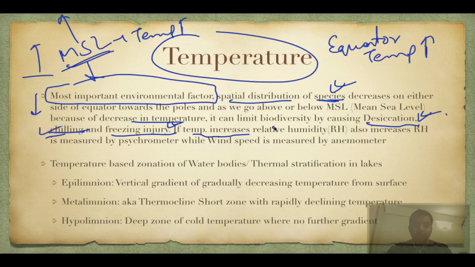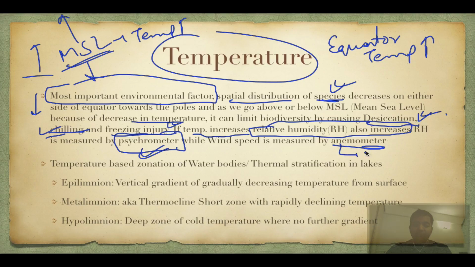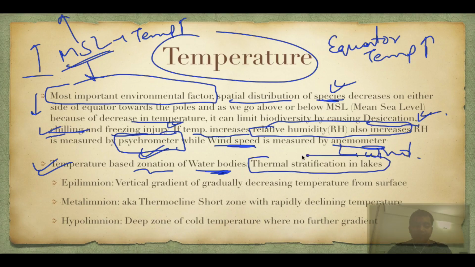If temperature increases, relative humidity also increases, which is measured by a meter called a psychrometer. Please remember, do not confuse it with anemometer. Anemo means wind, so wind measurement is done by anemometer. And the temperature-based zonation of water bodies is also called thermal stratification in lakes.